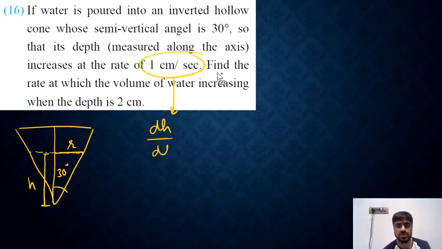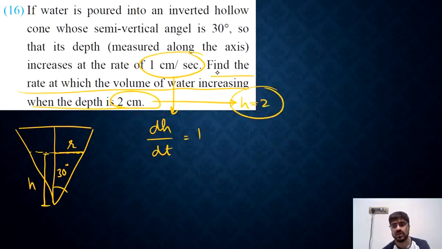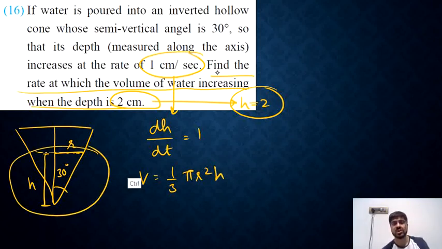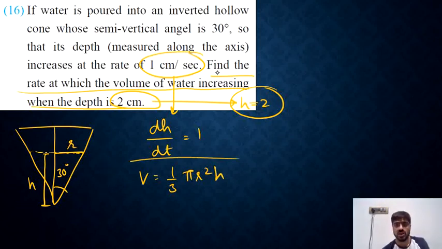So they are telling us that dh by dt is 1 centimeter per second. Let's skip the units for now, and dh by dt we know it is equal to 1. Find the rate at which the volume of water is increasing when the depth is 2 centimeters. So they are telling us that find dv by dt when h will be equal to 2. So first of all, the volume of water is going to be given by 1 upon 3 pi r square h, because the water inside the cone is going to form a conical shape only. So the volume of water will be 1 upon 3 pi r square h.